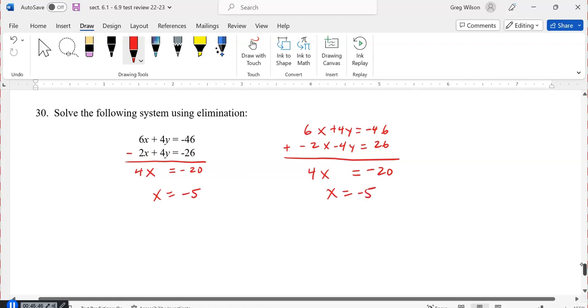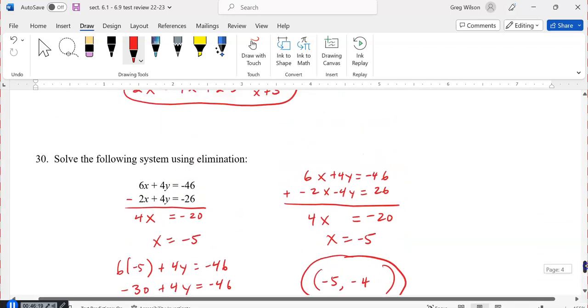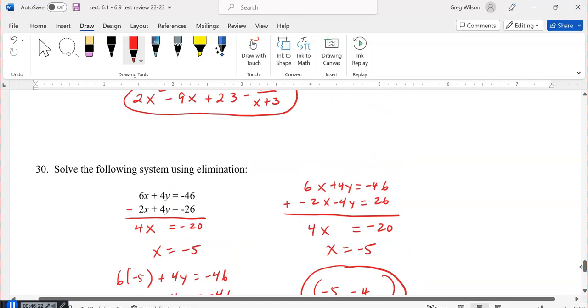Okay, so now take your value for x and replace either one of these, doesn't matter which. I'll just go with the top. You could easily do the bottom. Add 30 to both sides. Divide by 4. And we got our solution for x and y. x is -5. y is -4. And we are done. That is what your test looks like coming up on Thursday.